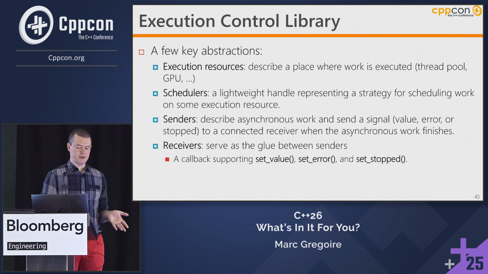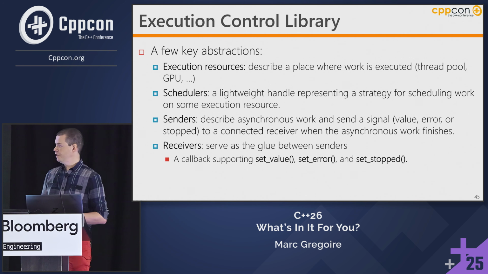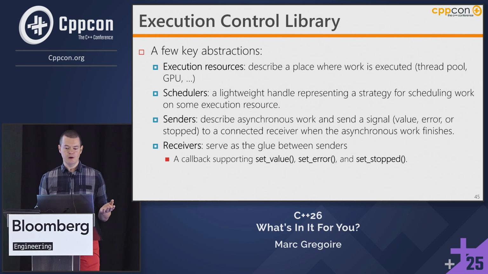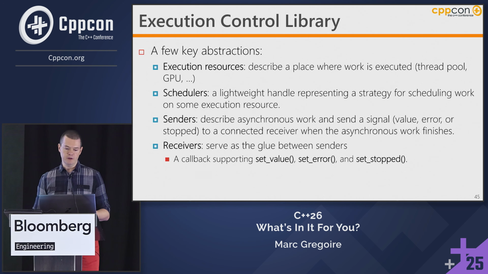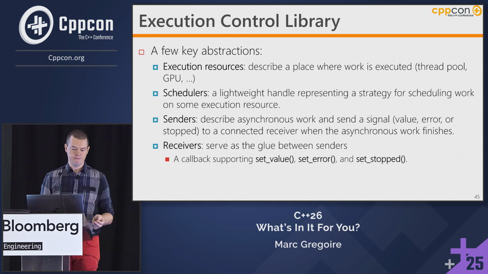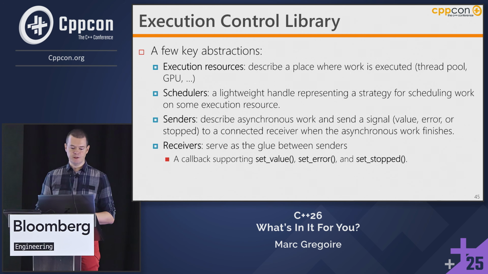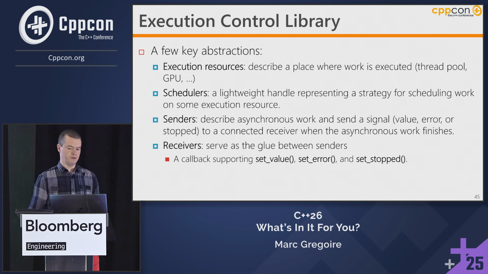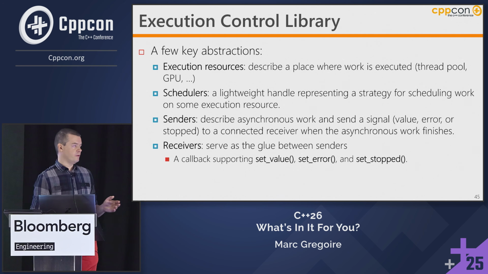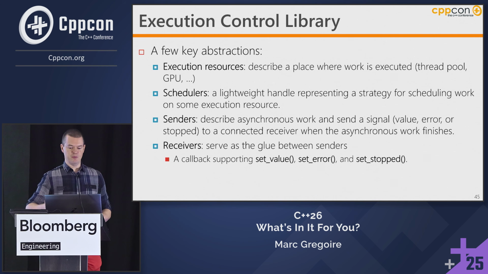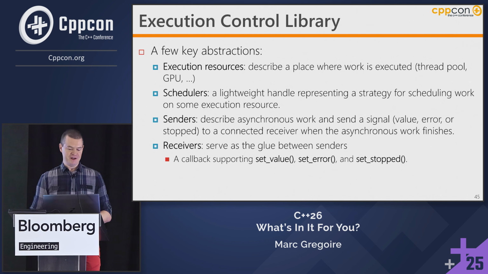There are a few key abstractions that you need to know about. First, you have the execution resource. That is a place, something, where work is executed. This can be a GPU, this can be an FPGA, this can be a thread pool, anything. Next concept is a scheduler. That is a lightweight handle that represents a strategy for scheduling work on some execution resource. In a few slides, we will see this in a practical example. It will become more clear.